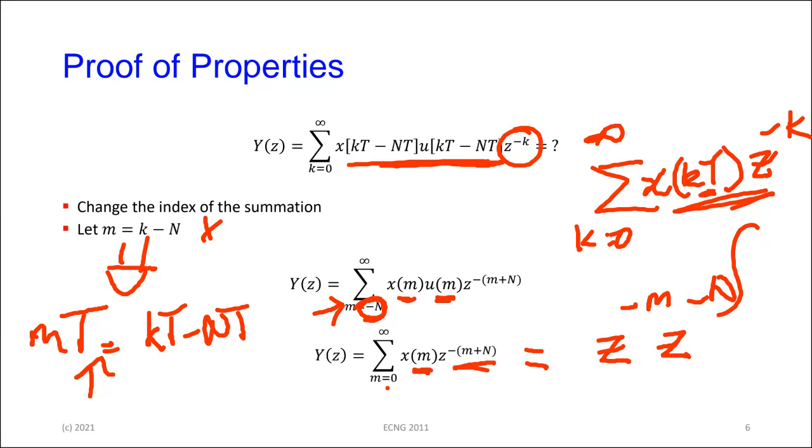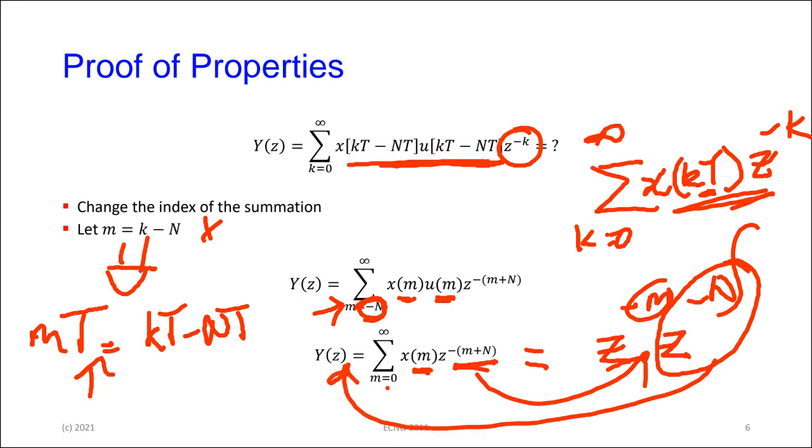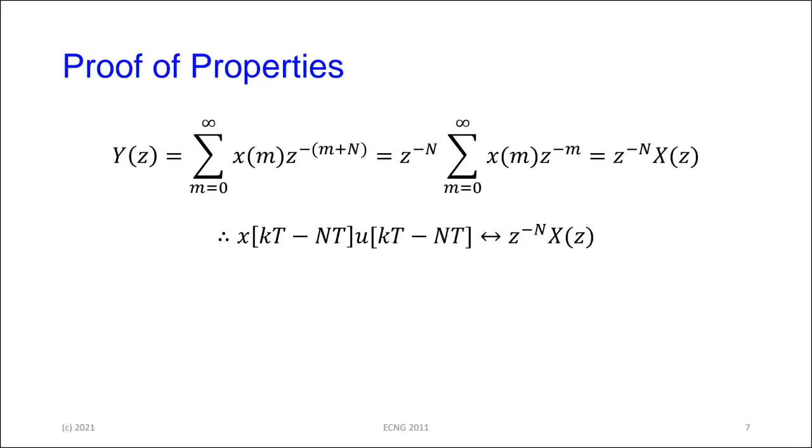Same thing. Z to the power minus n is not a function of any of these things. It's not a function of the summing variable. So I can take that out. By taking it out, I'm left with the same Z transform. Instead of defining it in terms of k, I've just defined it in terms of m. So I'm back to where I want.